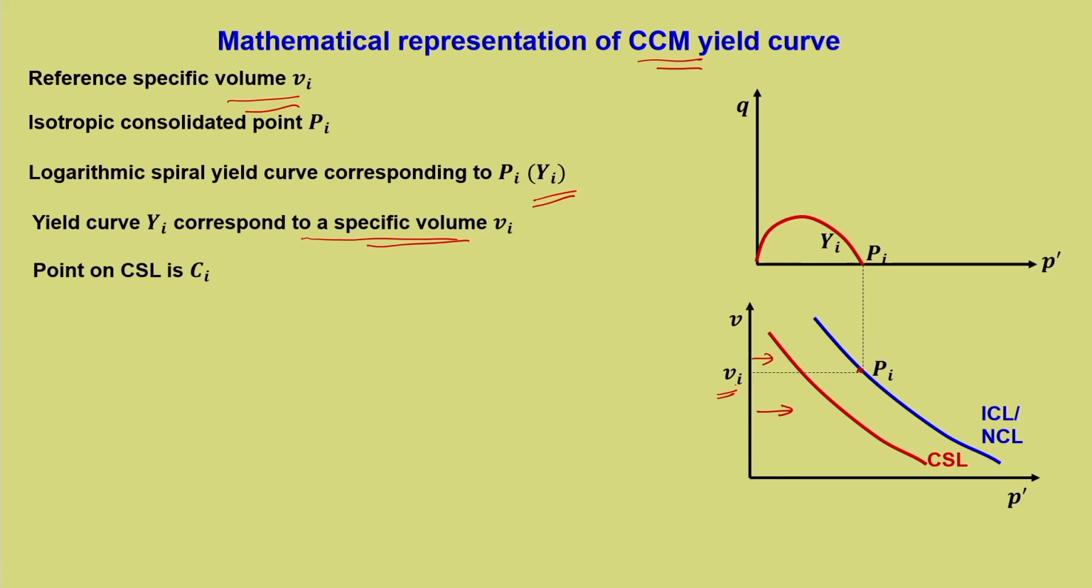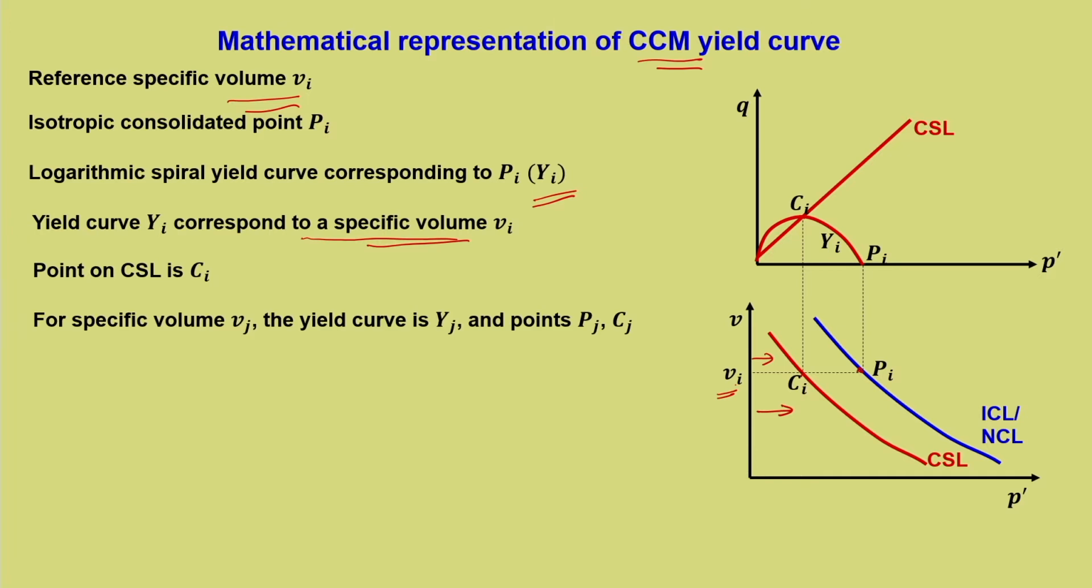The point on the critical state line is Ci. So, let us say for this particular Vi, the point on the critical state line is Ci. Now, when you transfer this, how will it look? This part is very important. When we transfer this particular point, it looks like this. That is the point where the critical state line meets the top portion of the yield curve. Top portion means the extreme top portion. So, that is Ci. This relationship one should keep in mind.